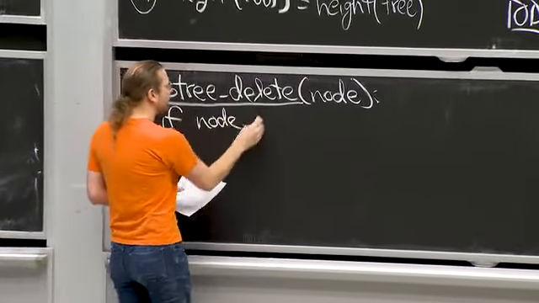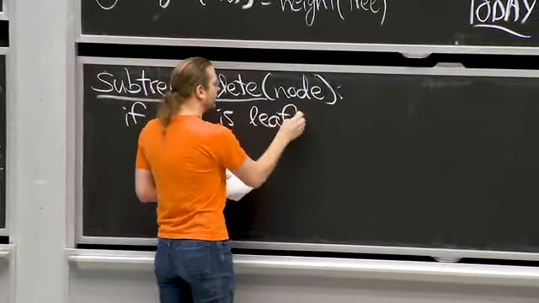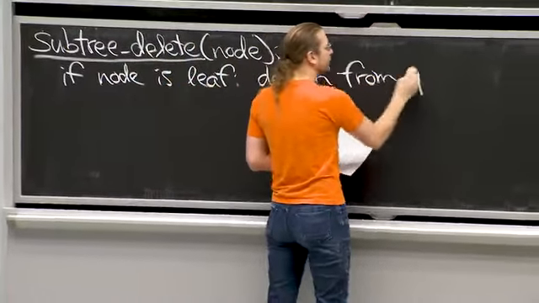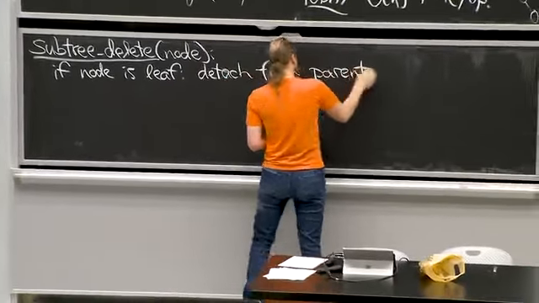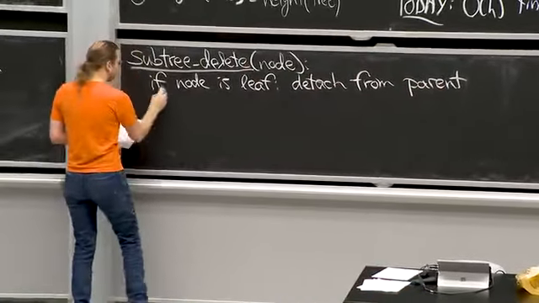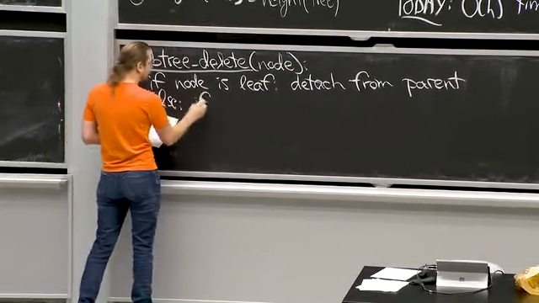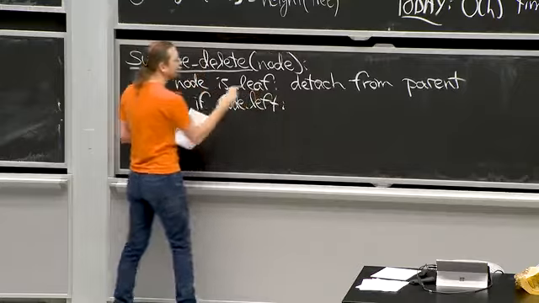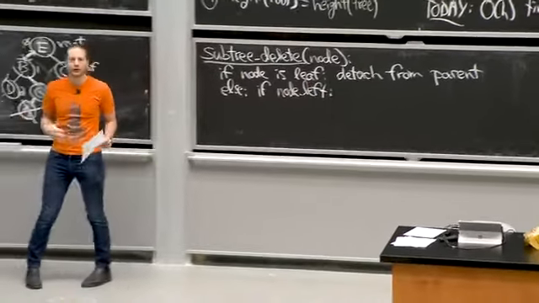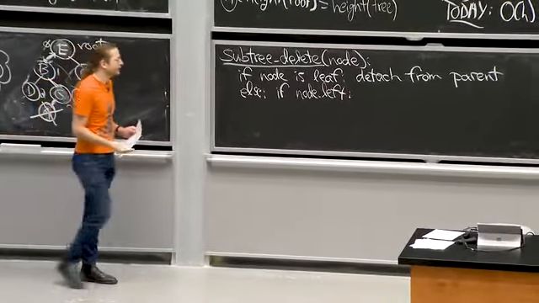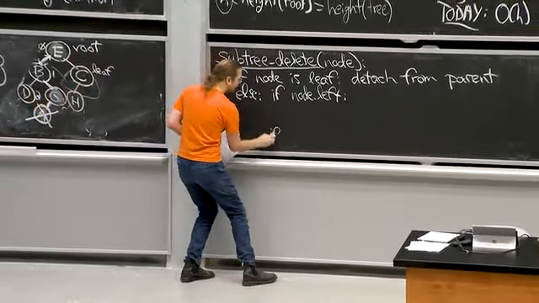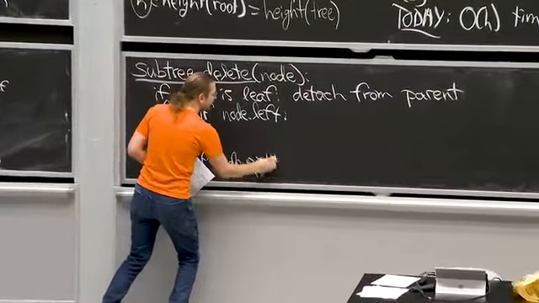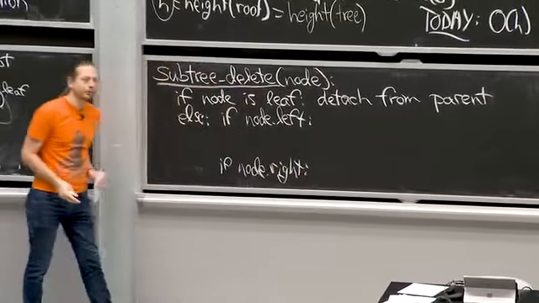So the cases are, if the node is a leaf, just detach it from the parent. Easy. That's sort of our base case in the recursion. Otherwise, there are two cases. If we're not a leaf, that means we have a left child or a right child or both. Both is going to be the easy case. But in general, there's either a left child or a right child. In either case, I'm going to be happy. So I don't need a both case.